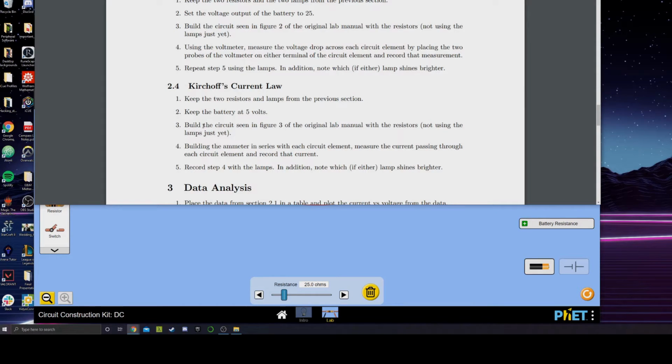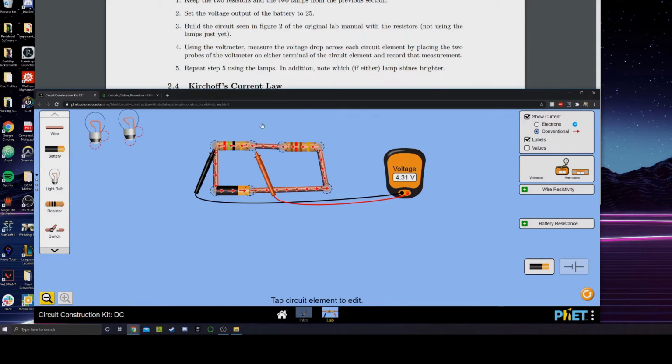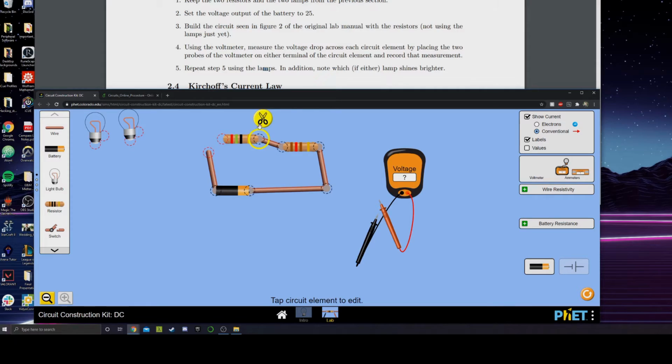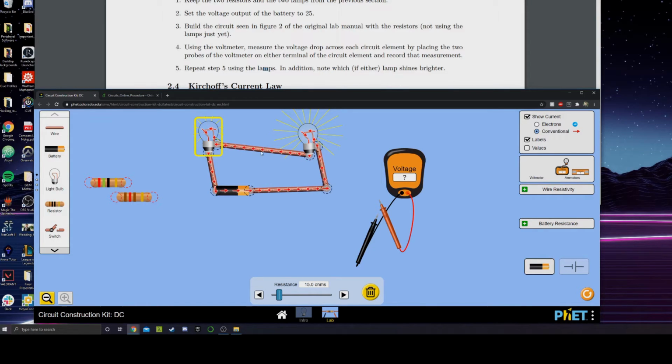Now we're told to do the same thing with the lamps, and in addition to note which, if either lamp shines brighter than the other. So I will do that real quick. I'll connect these over here. And I'm just going to double check once they're connected which one is lamp 1, which one's lamp 2. Okay, so this one is lamp 1 and this one is lamp 2.